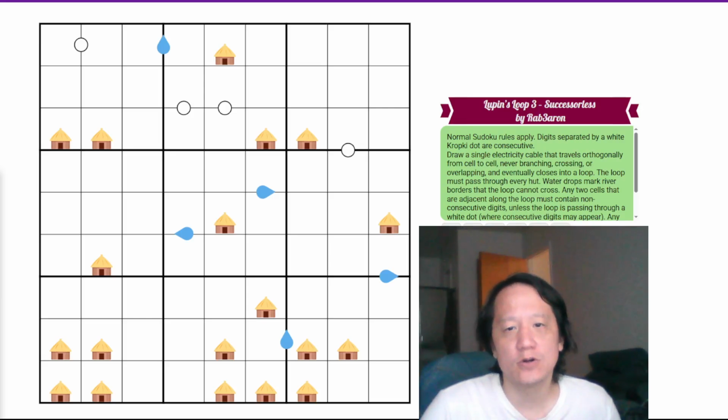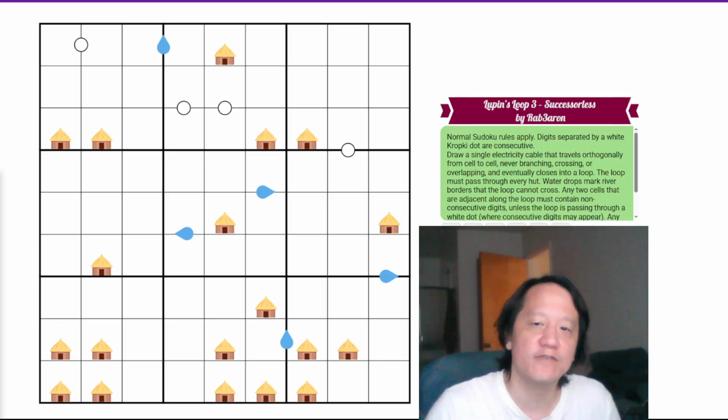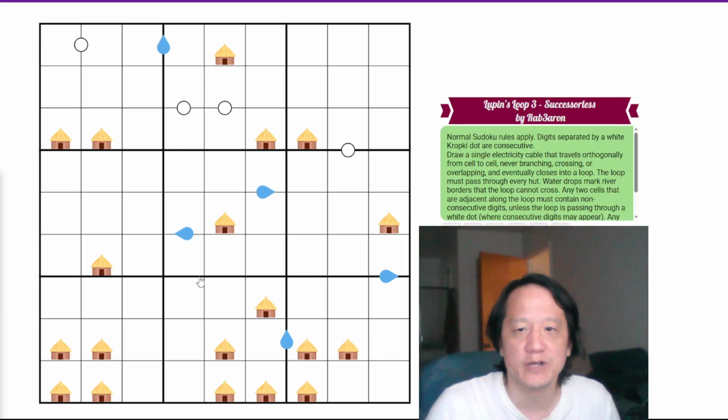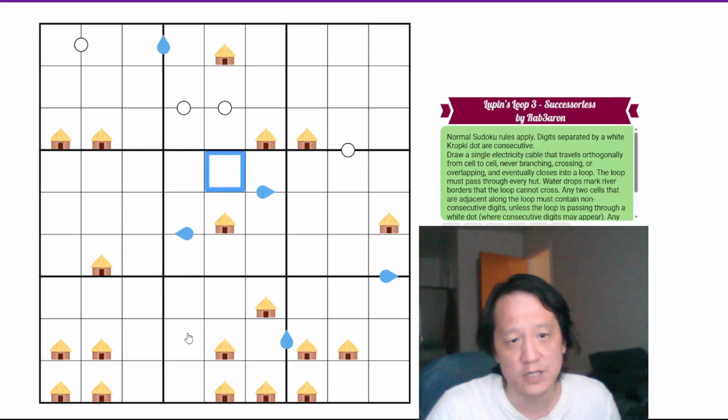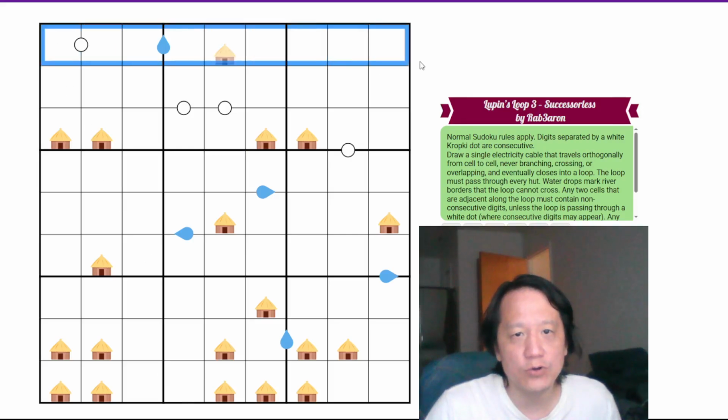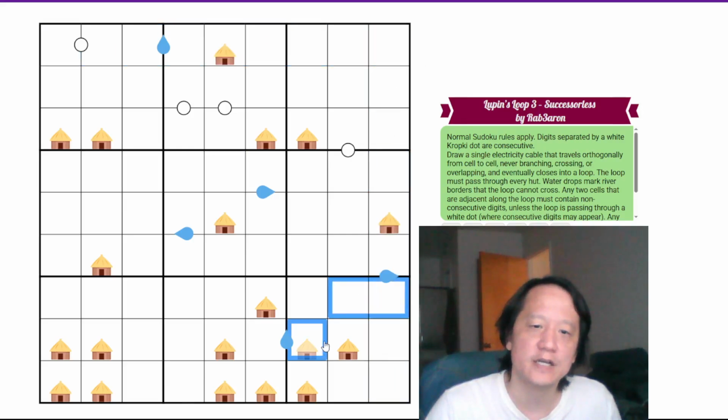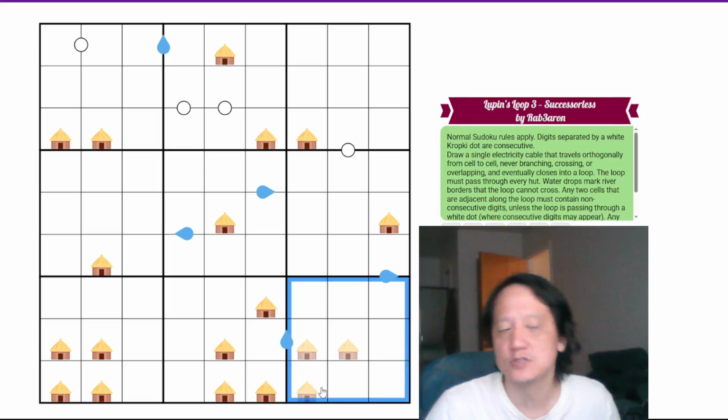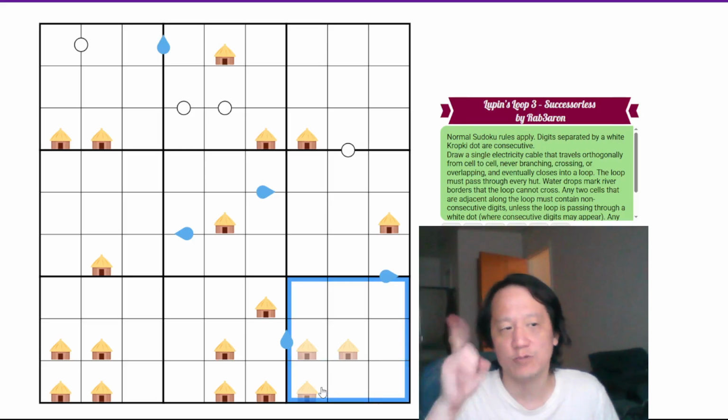And here are the rules. Normal Sudoku rules apply, which means in every cell in the grid, place a single digit such that every row, column, and designated 9-cell region contains the digits 1 through 9 exactly once each.